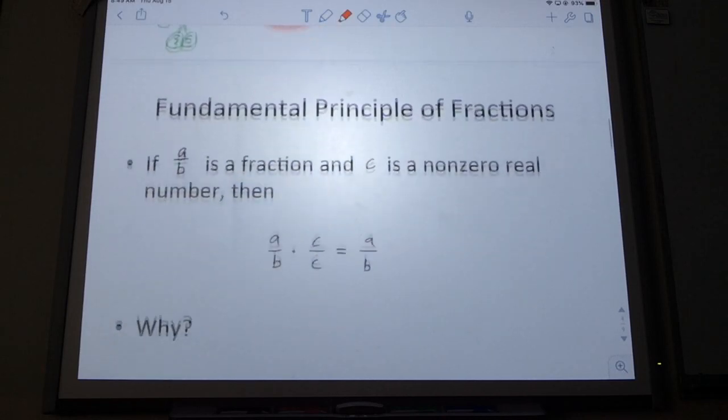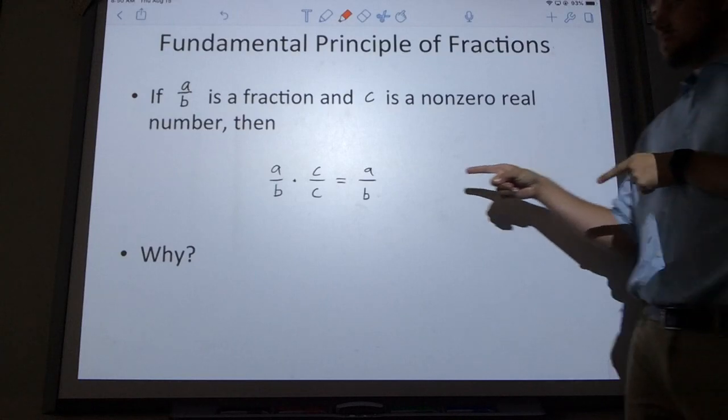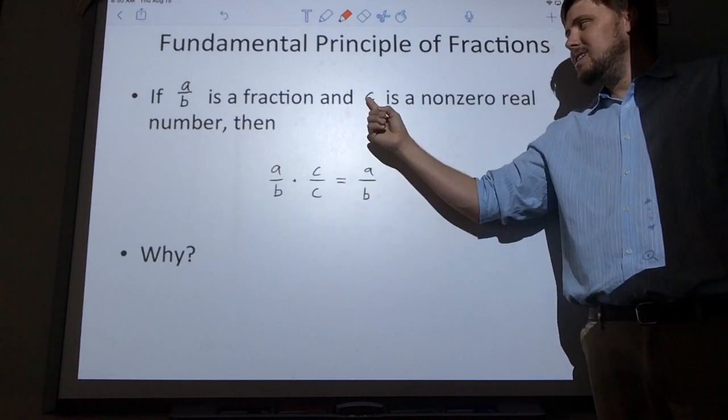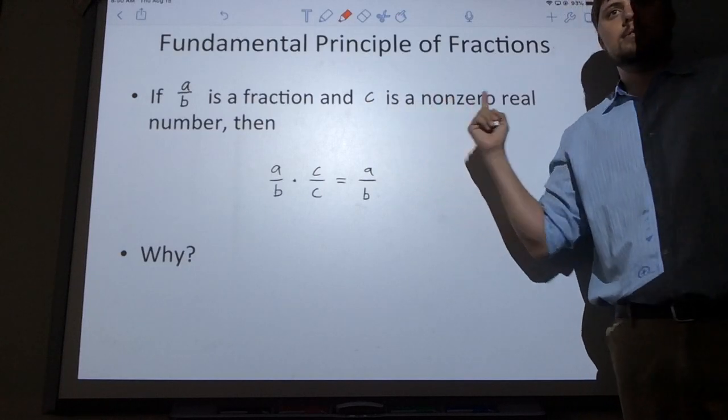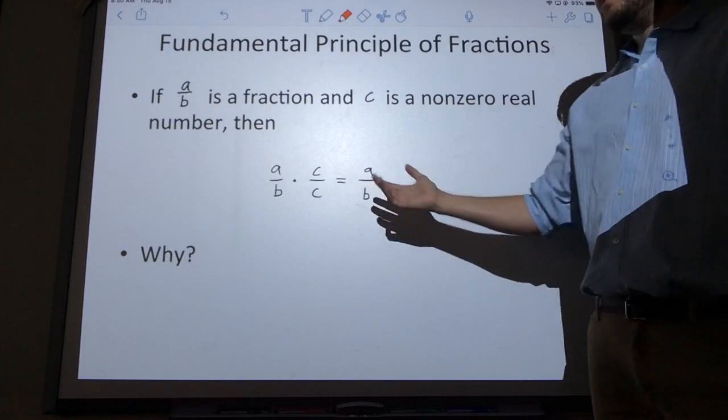Okay? All right. The reason we talk about that is for fractions. That helps so much on fractions. Okay, so if A over B is a fraction and C is a non-zero real number, so if it's not 0, then this works. Can anyone tell me, because of this, why does C have to be non-zero? Anybody know? Mason? 0 times anything is 0. True. That is a good thing.